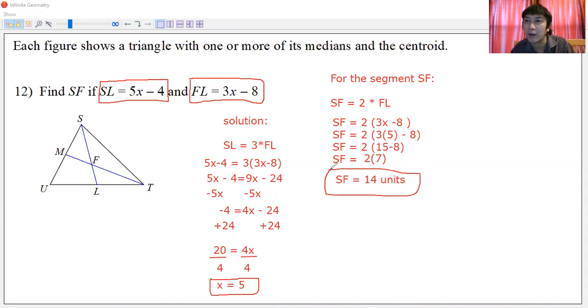SF is the longer of the two. And so let's check and verify. Yes, it's 14 units there. So that will be it. This is our last number.